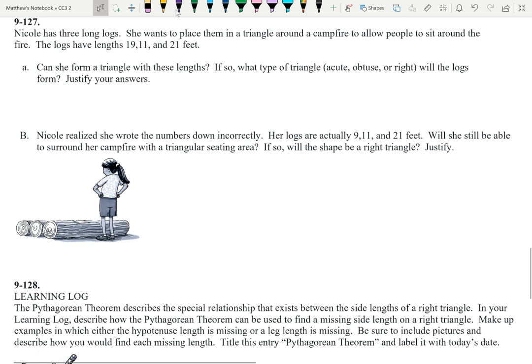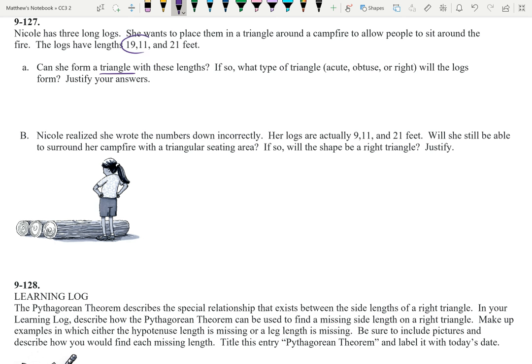It says Nicole has 3 long logs. She wants to place them in a triangle around a campfire to allow people to sit around the fire. The logs have lengths 19, 11, and 21 feet. All right, so the first question is, with these lengths, can she form a triangle?